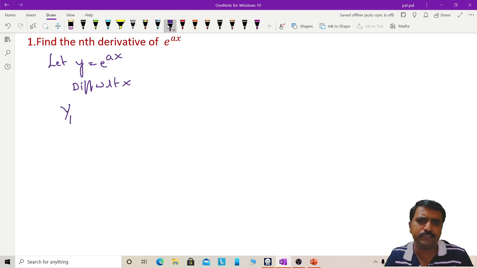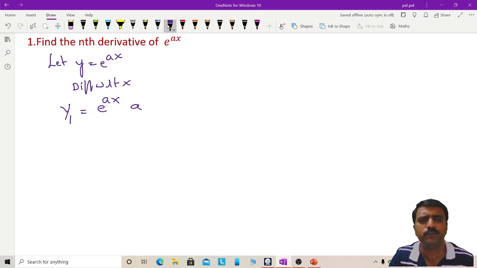Differentiation of y is y1, which is equal to the differentiation of e to the power of ax, which is e to the power of ax. Again, the differentiation of ax is a, so the differentiation of e to the power of ax is e to the power of ax into a. So it is a very familiar result.